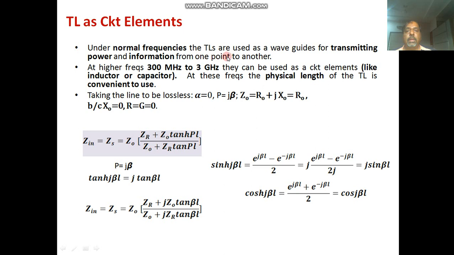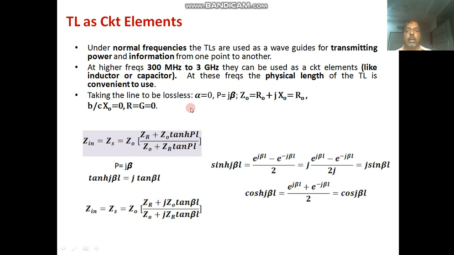At normal frequencies, transmission lines are generally used for transmitting power and information from one point to another, but at higher frequency we can use them as a circuit element also. How we can use them as a circuit element, like an inductor or capacitor, we will see.